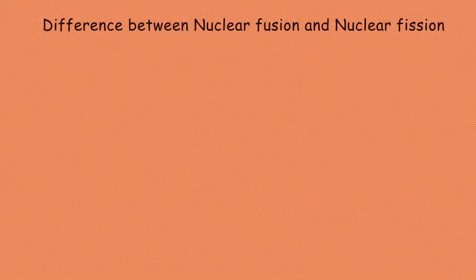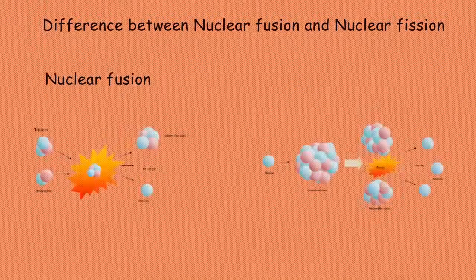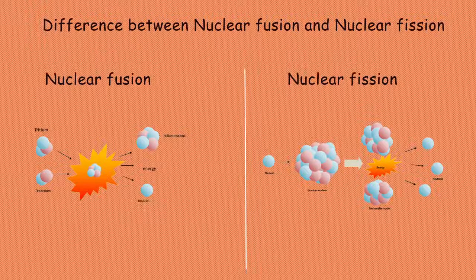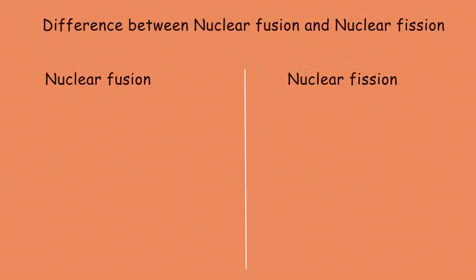There is a major difference between nuclear fusion and nuclear fission. Let's first talk about the difference between the two. In the nuclear fusion reaction, the lighter elements are combined in order to form a heavier element. While in the nuclear fission reaction, a heavy nucleus is bombarded by a neutron in order to split up into smaller or lighter nuclei. So, the process is just the opposite.